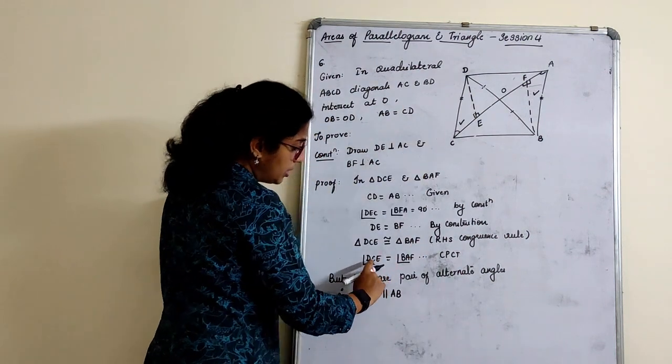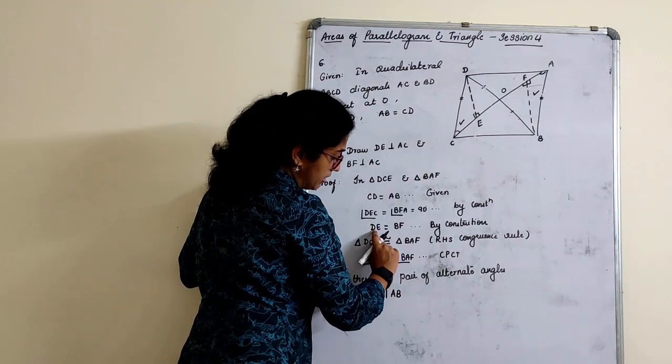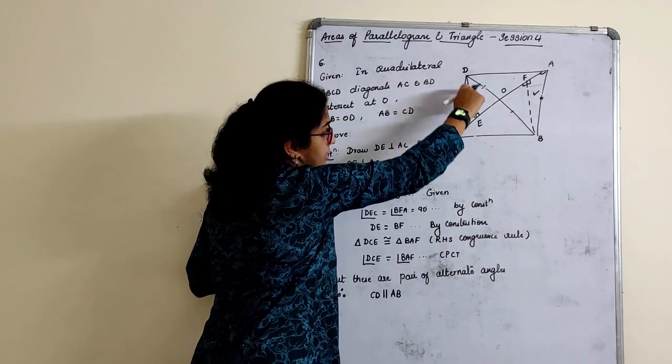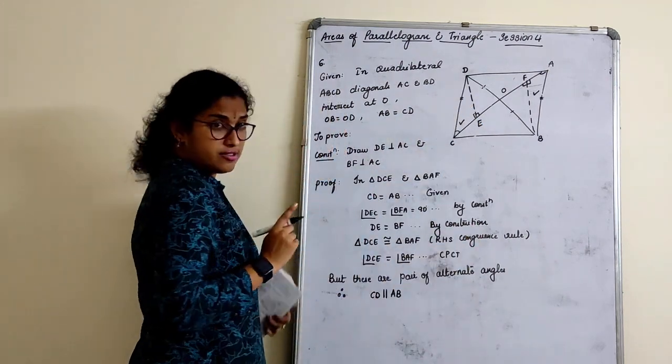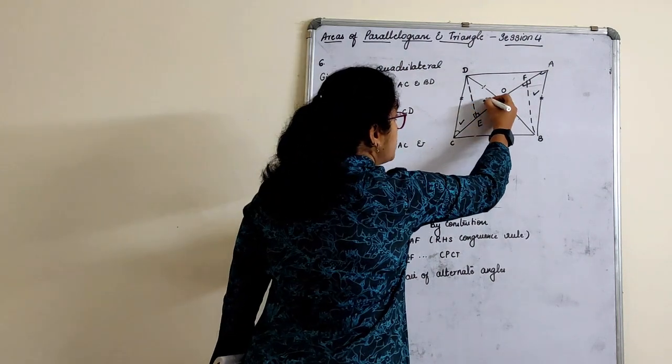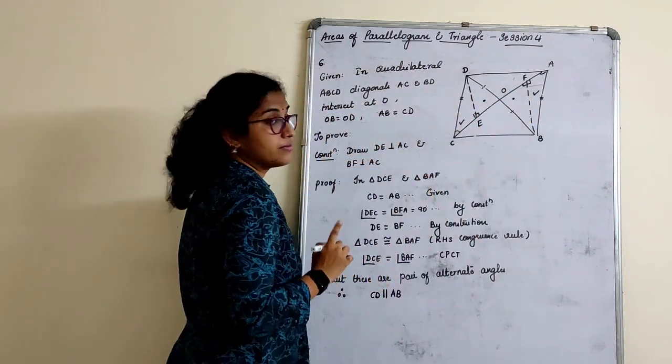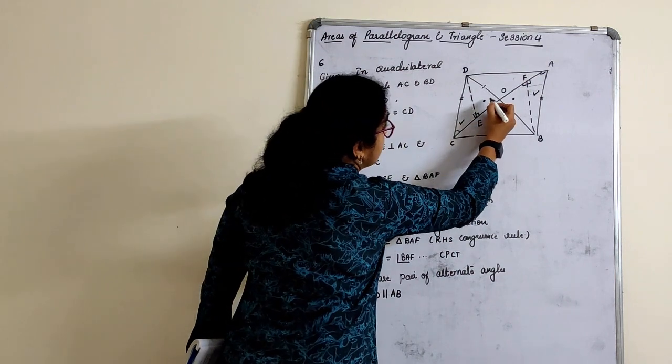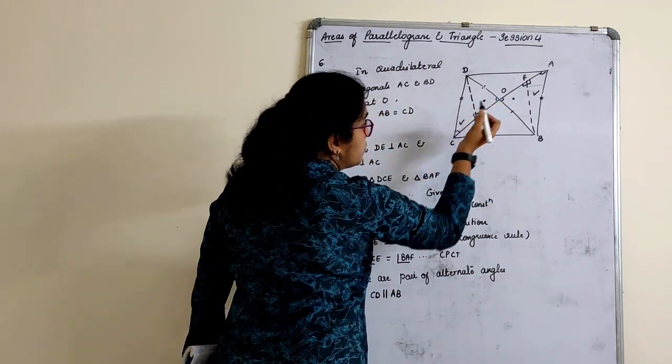Now see here, though I have written DE is equal to BF, that is, DE is equal to BF by construction. Suppose I choose these two triangles and tell that this angle is equal to this angle.